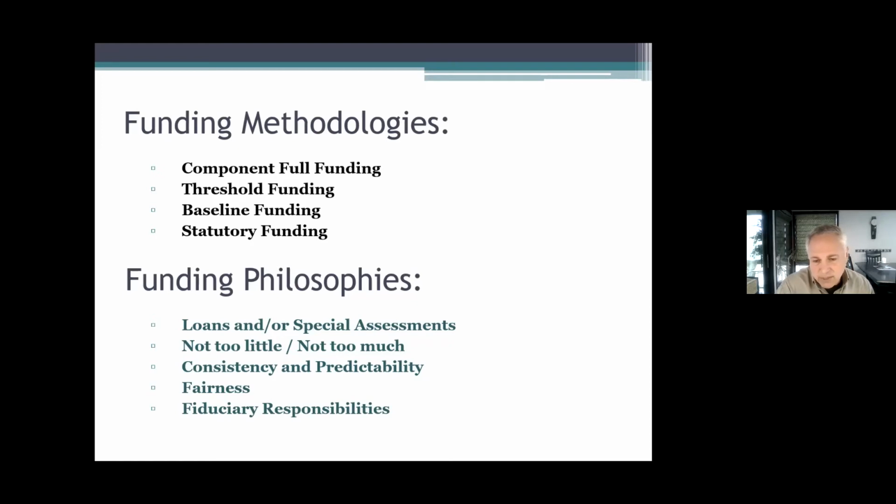And of course, I mentioned before the board, your board members have fiduciary responsibilities. So all these philosophies, these factors roll into how you choose a methodology for your study.